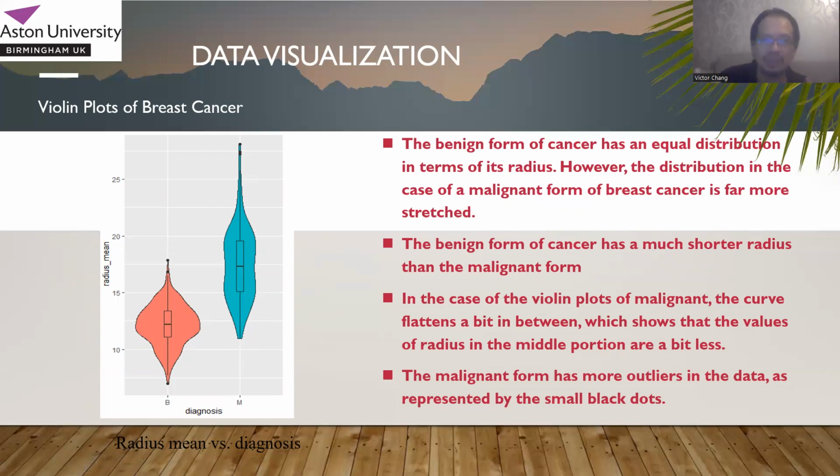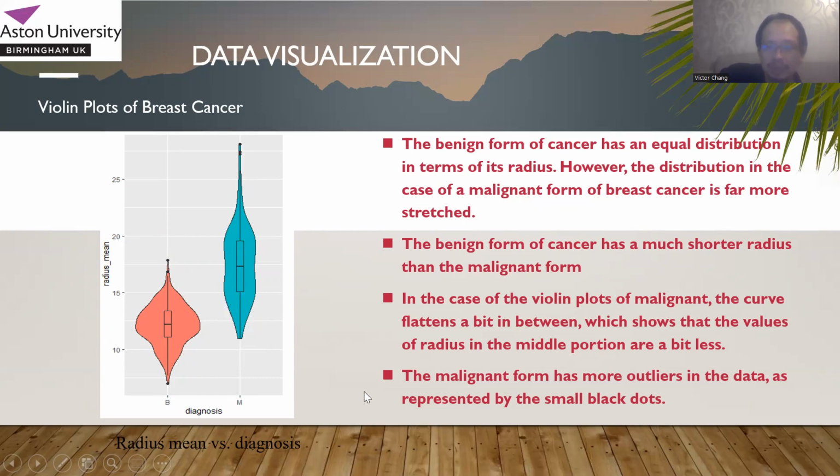Therefore, they have a very extensive range. The benign form of the cancer had a shorter radius than the malignant form. And then in the case of the violin plots of the malignant, the curve flattens a bit in between, and that shows that the values of radius in the middle portion are a bit less. It means that although it's here, because it is overstretched, it may not indicate the best mean.